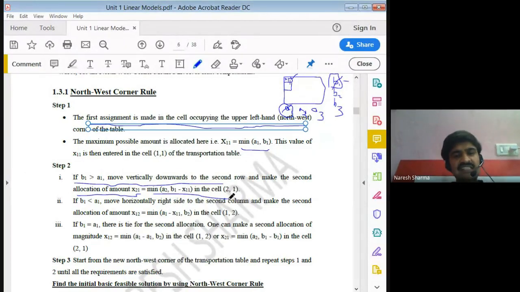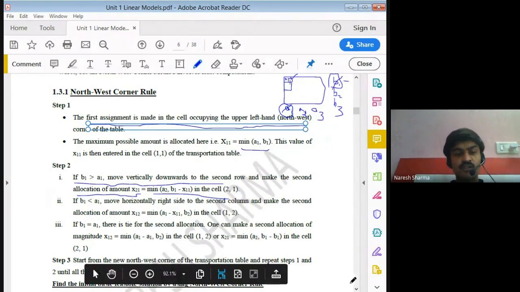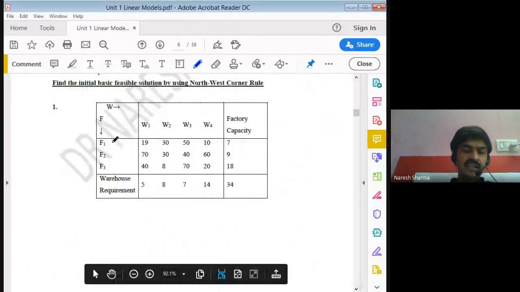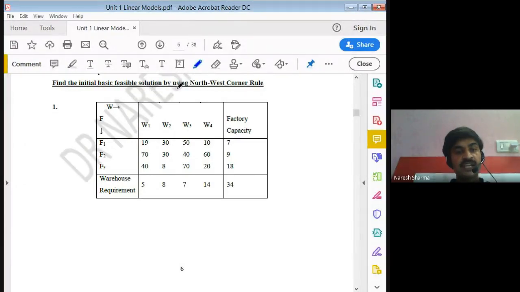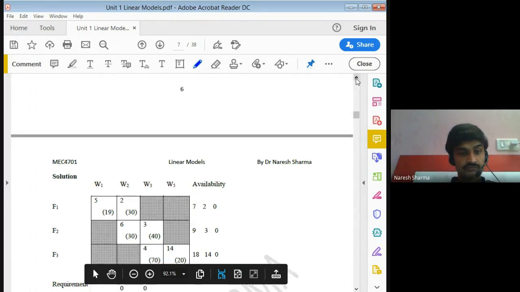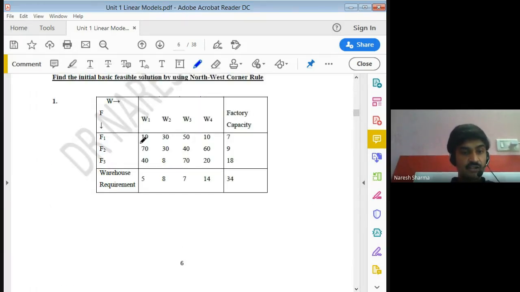So we can try to understand this in a table, in an example only, so that you can get a better understanding. So I am starting with the example only. After that we can go for the algorithm. Initially, the basic feasible solution by using the northwest corner rule. It says start with the left corner, this left corner. If you feel this as a table, this is the first left corner.